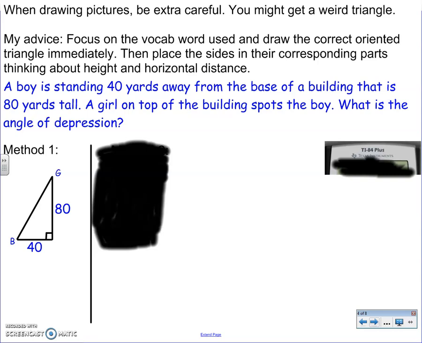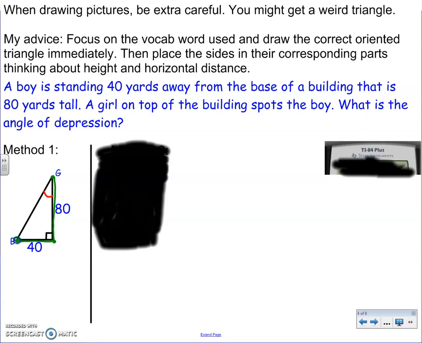So some people might draw this like method 1. They'll say, hey, the boy's here, and the building's 40 yards away, and then the building's 80 yards tall. We have a regular triangle looking up. And then it says, what's the angle of depression? Those people that draw this triangle like this usually say, oh, this is the angle of depression. Again, that's not the angle of depression. That's wrong. Remember, that's not the angle with the horizontal.